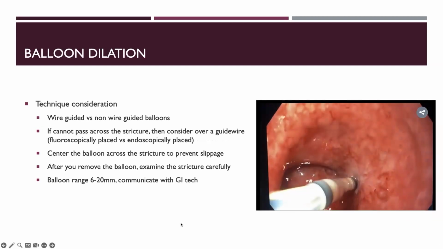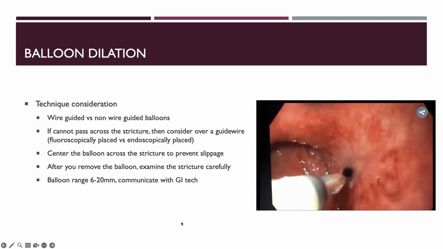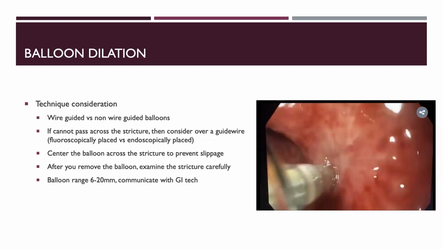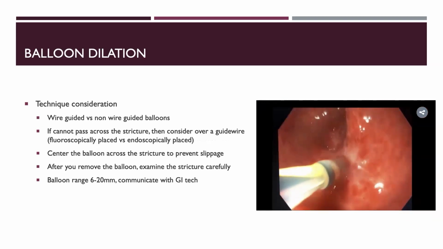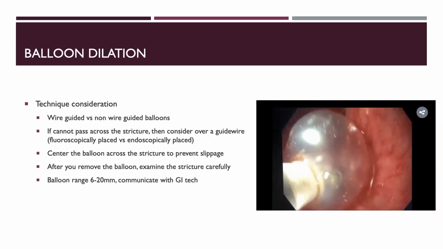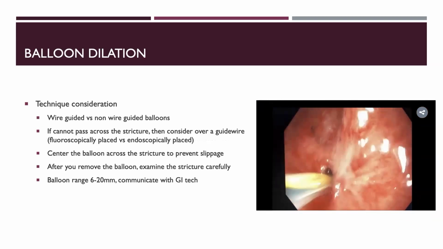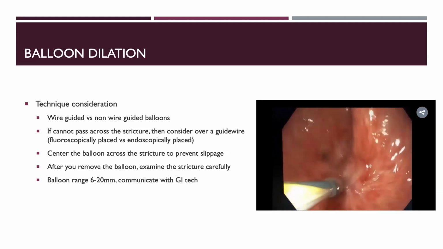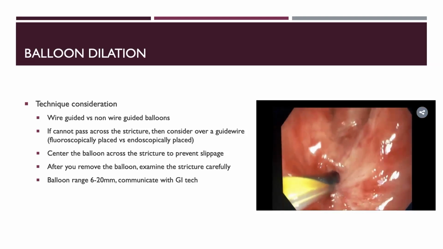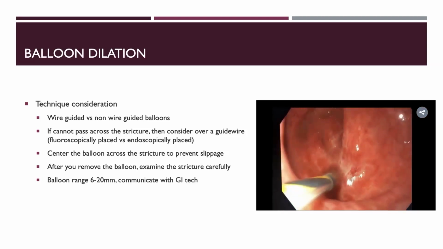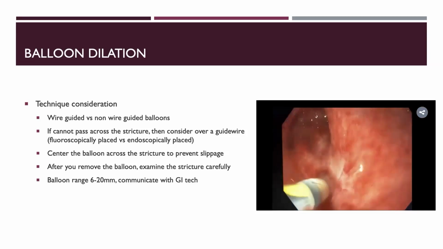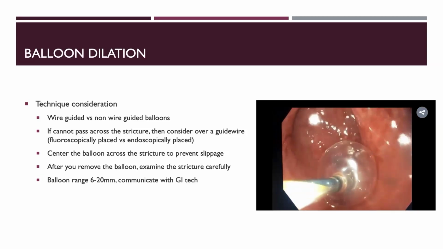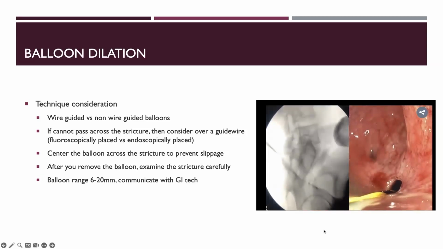What you want to do is make sure that you get a wire across. And especially if you're dealing with a malignant stricture, it is very important not to force the wire across. So either the wire needs to glide in very easily, or you need to do this under fluoroscopy. What you see here is not a dilating balloon. It's just a balloon that we use to occlude, and here we're trying to just auto dilate the stricture with the catheter of this occluding balloon.